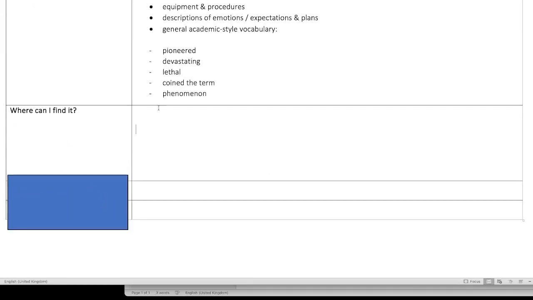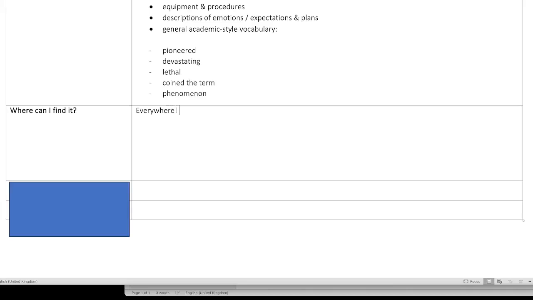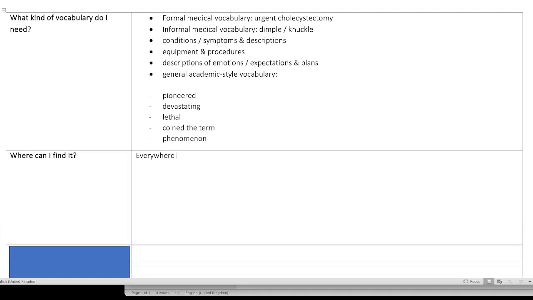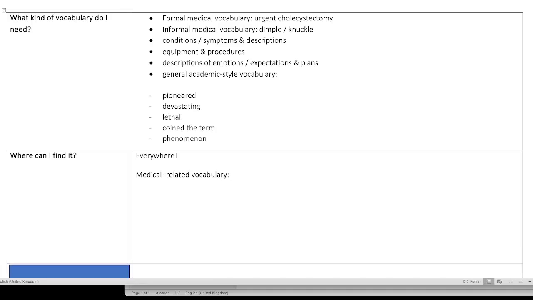This is a good question and quite an easy one for me to answer. So where can we find vocabulary? How about everywhere? You can find vocabulary everywhere. Now, what type of vocabulary? Well, that's different. If you're looking for specific types of vocabulary, you can find all of this kind of stuff. So medical related. There are loads of different places you can find that. So you can find it in healthcare.